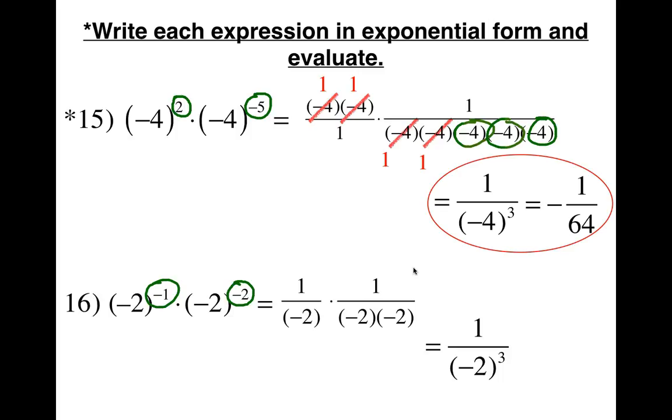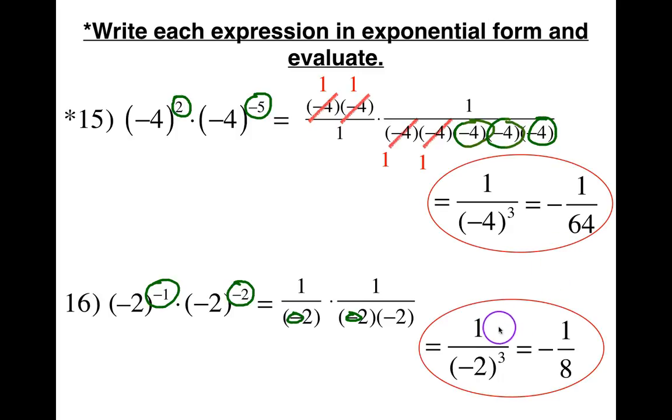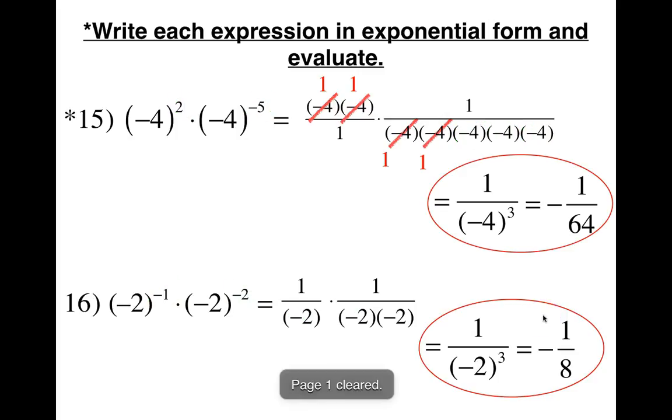Now that would be my exponential answer, but to evaluate, I'm going to go ahead and multiply it out. Use this if you need. A negative times a negative is a positive. Positive times a negative is a negative. So my answer is going to be a negative 1/8. So again, you need your exponential answer and evaluated answer.